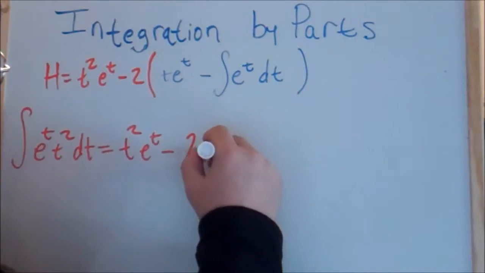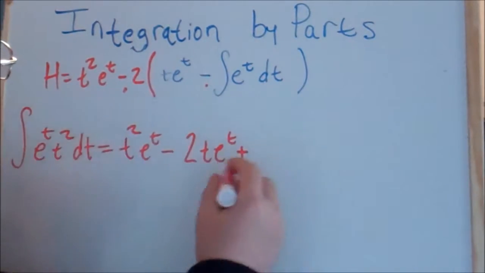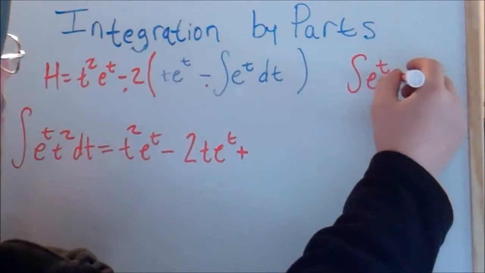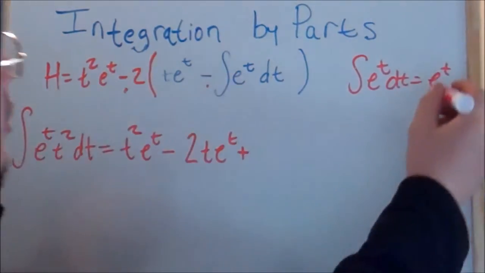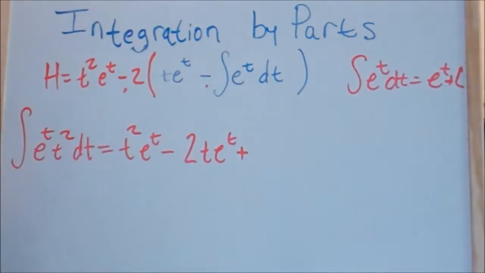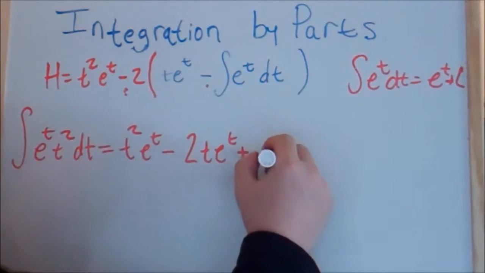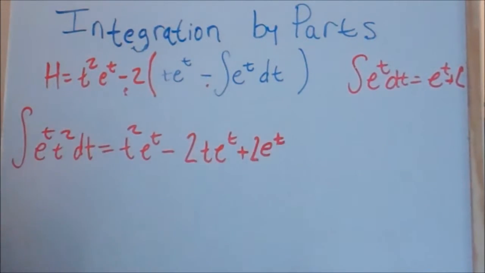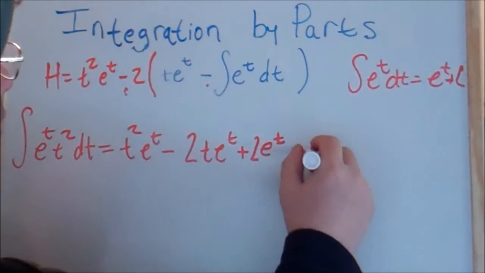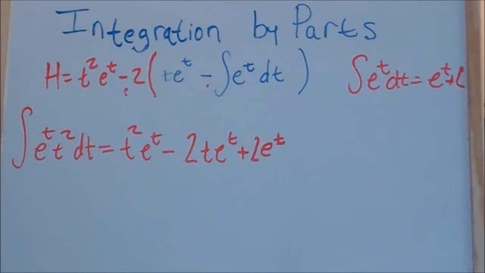okay, 2 times t times e to the t, okay, minus a minus plus this integral, so just in case you didn't catch it, the integral of e to the t dt equals, in fact, e to the t plus what? Plus c, don't forget that, that will make you lose some points. So minus a minus plus e to the t, wait, I've got another 2, right? E to the t, and then of course, don't forget the c, plus c is what we'll say.